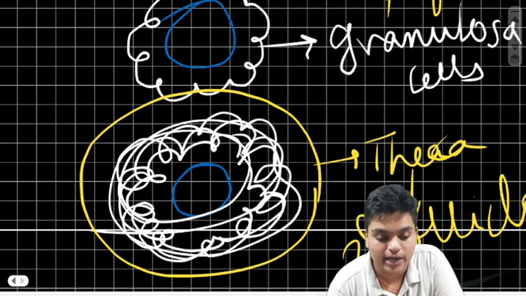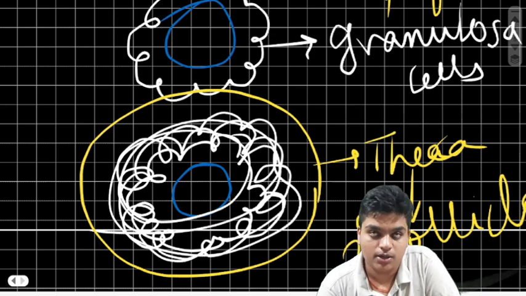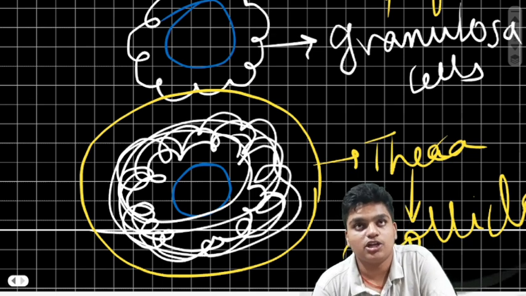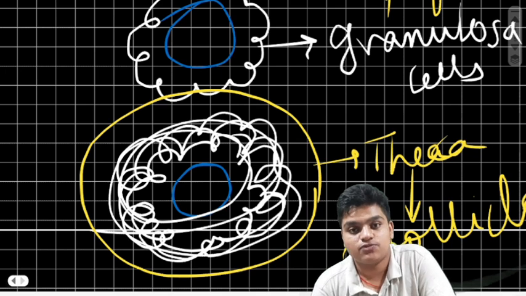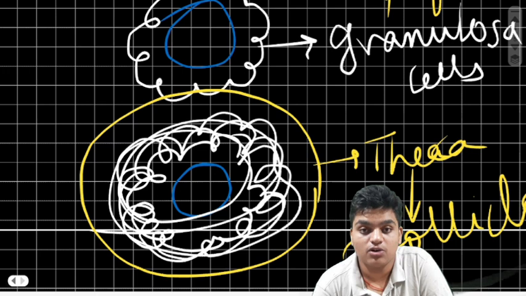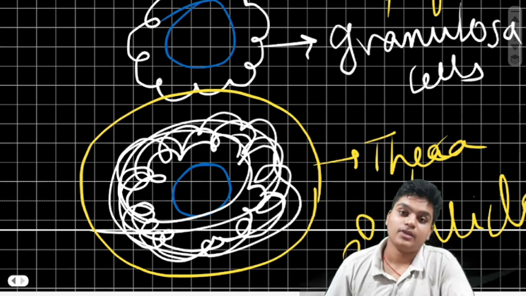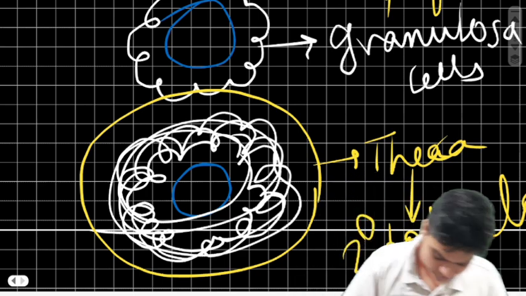Okay, this is called a secondary follicle. And a new theca, they can ask you the follicular stage where theca is formed. Secondary follicle. Where theca is found. Secondary follicle. Where theca is developed. Secondary follicle. Okay, got it?